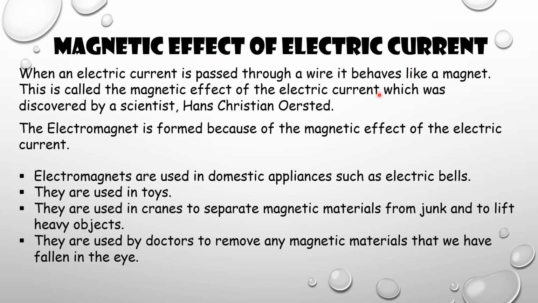Heating effect means when current is passed through a wire, heat is produced in that wire. Here current is passed through a wire. The wire can act as, or behaves like, a magnet. It gets magnetic power. The electromagnet is formed because of the magnetic effect of the electric current. So because of using this magnetic effect, we can make an electromagnet.